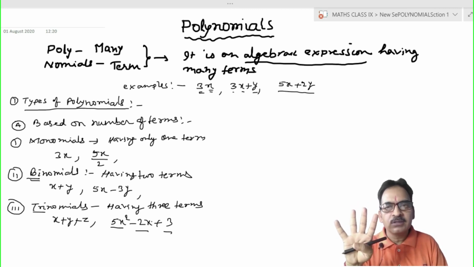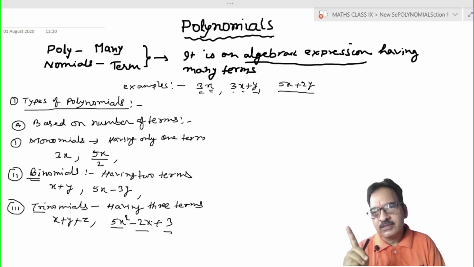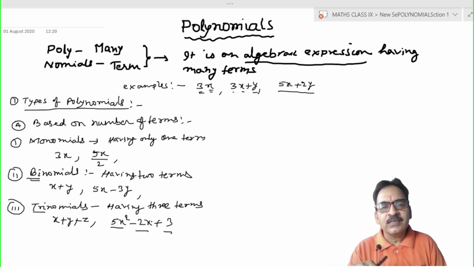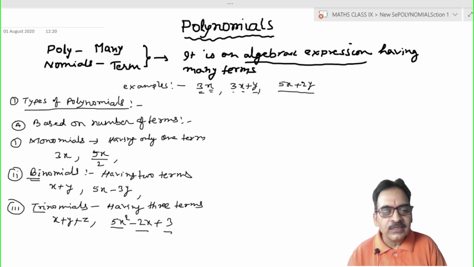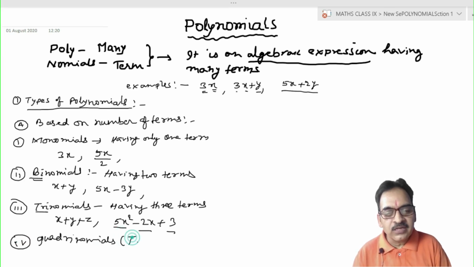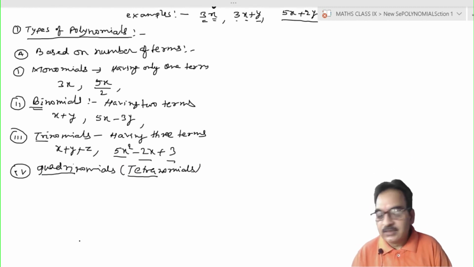Similarly, if we say four terms, do you know four? In the chapter on quadrilaterals, we say quadrilateral. Why? Quadri means four, lateral means side. So four sides is a quadrilateral. Here for polynomials, quadri means four, nomial means term. So if it has four terms, we say quadrinomial. Sometimes it is also called tetranomial, because tetra also means four and quadri also means four.